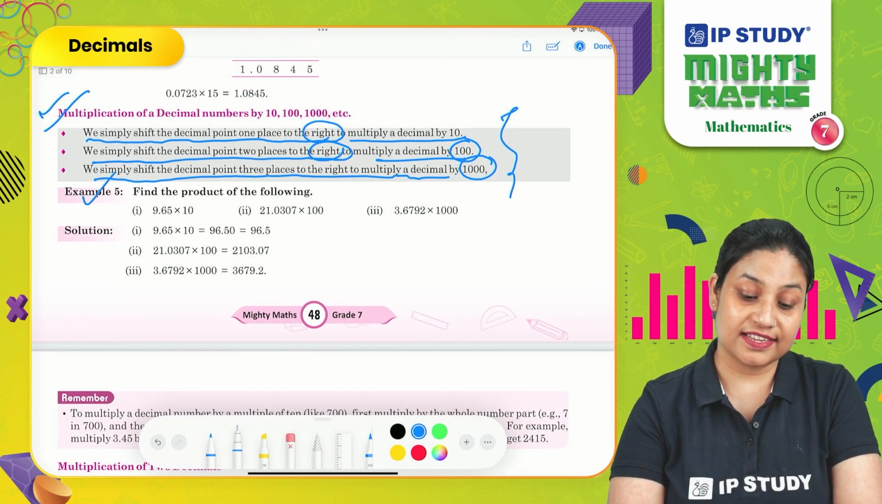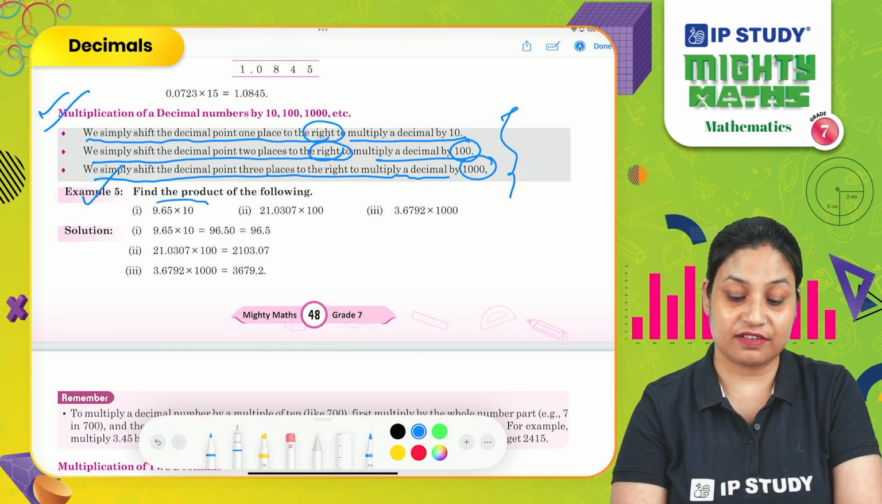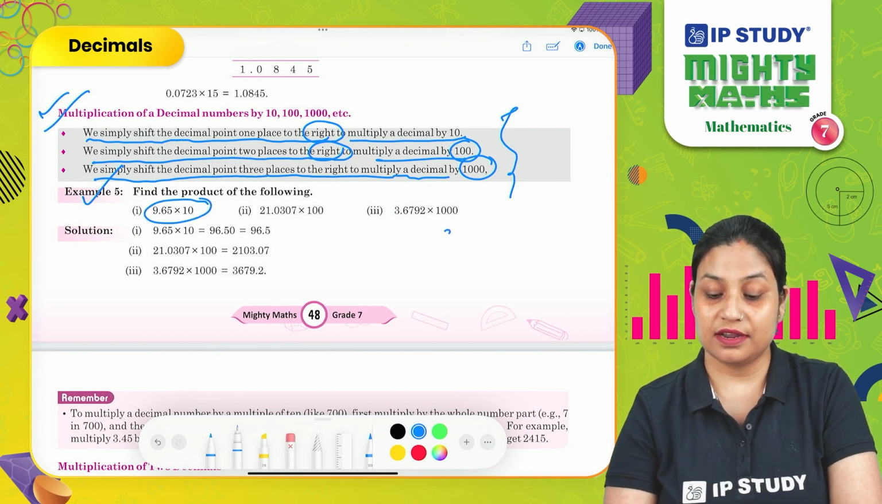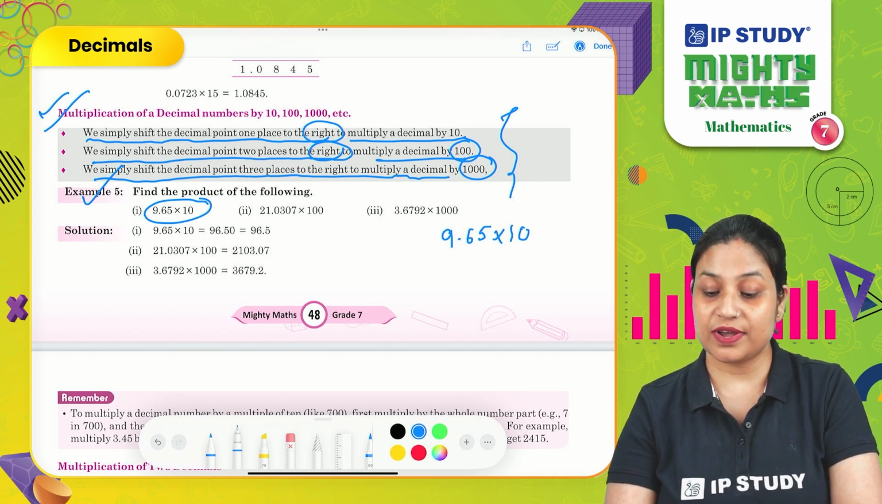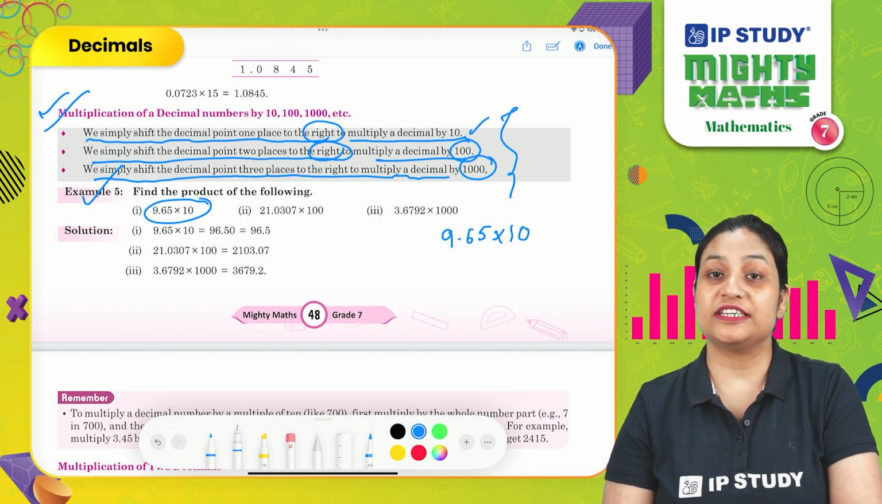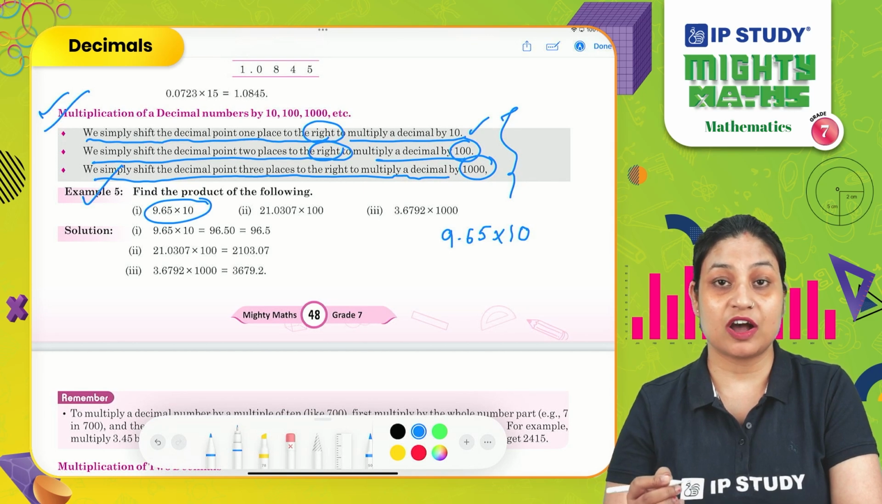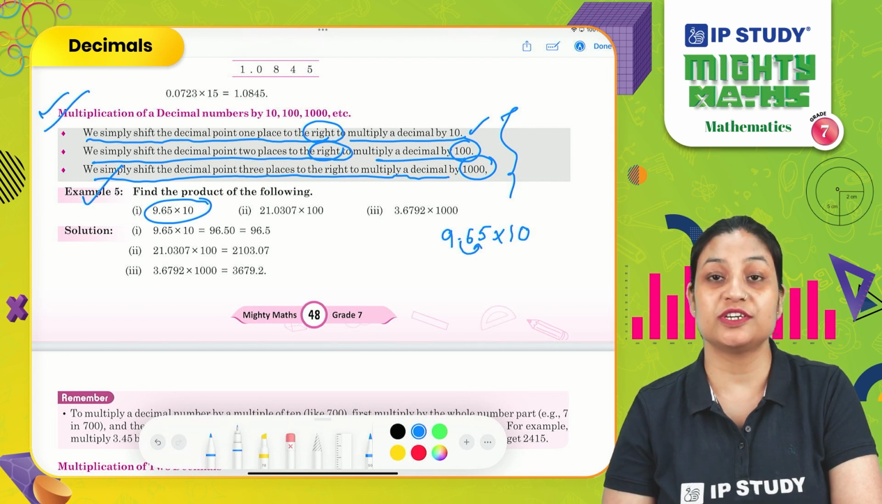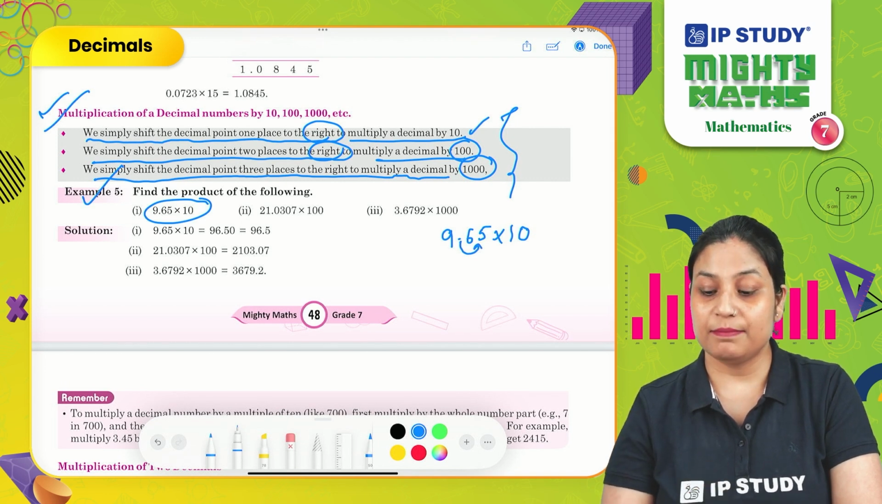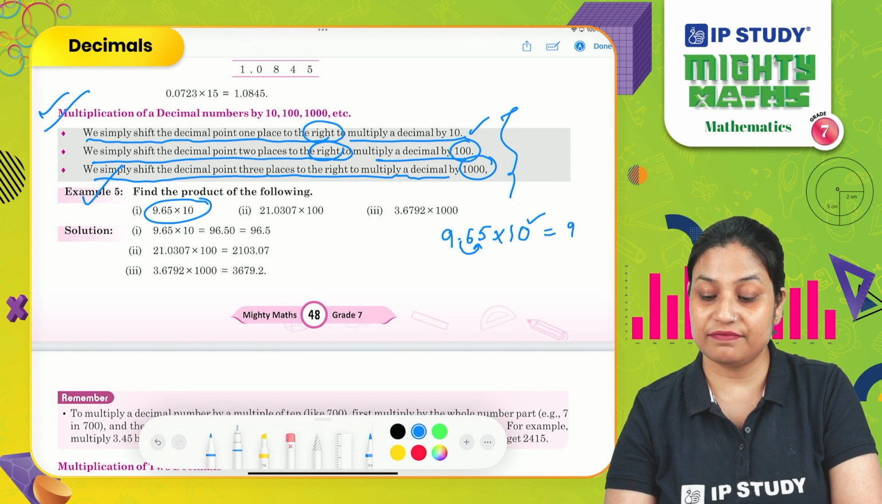Let's take example number 5. Let's take the first part. Here 9.65 is going to be multiplied by 10, right? As the rule says, if you're multiplying any decimal number by 10, how many places do you have to shift towards the right? One time, right? So this decimal place will be shifted towards the right by one place. Why? Because you're multiplying it by 10. So what will be your result? Your result will be 96.5.